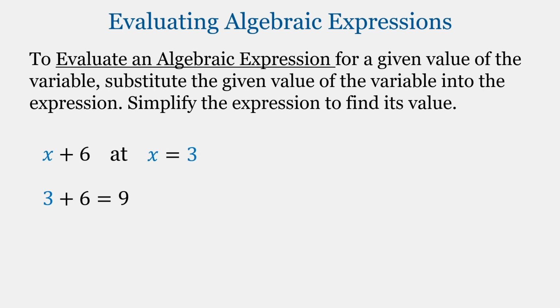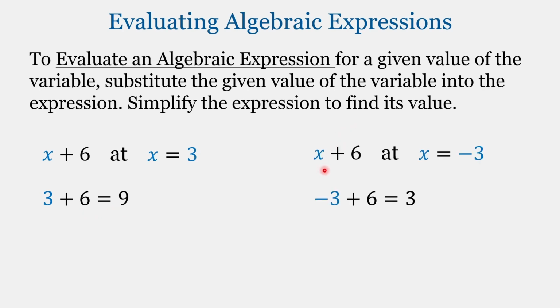To evaluate an algebraic expression for a given value of the variable, we will substitute the given value of the variable into the expression. And then we will simplify the expression to find its value. In this problem, we have the expression x plus 6. And we're going to evaluate it when x is equal to 3. So instead of having an x, we're going to substitute it with the value 3. And that leaves us with 3 plus 6. And we can simplify that numerical expression. 3 plus 6 is equal to 9.